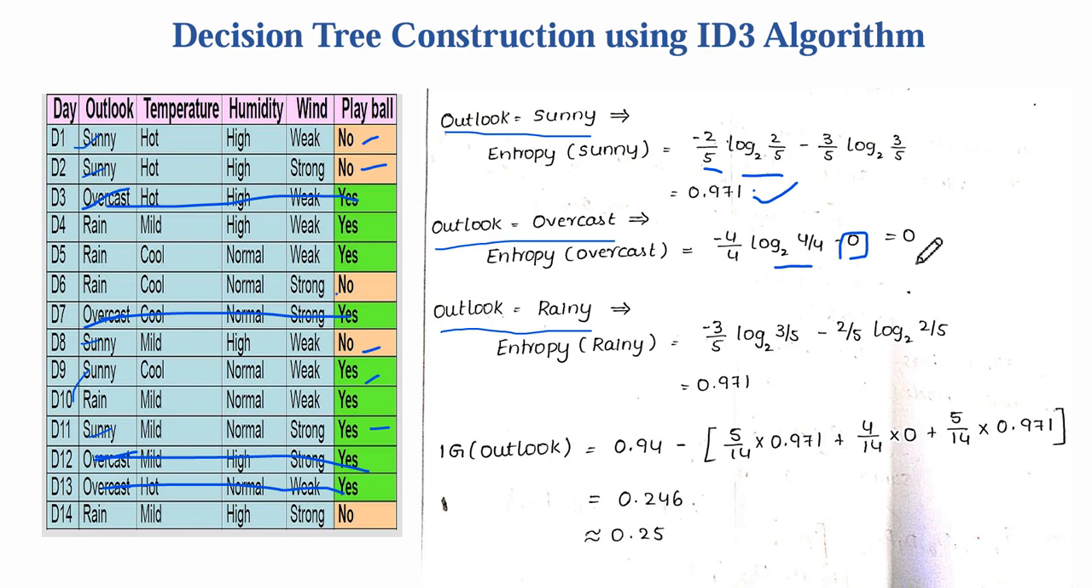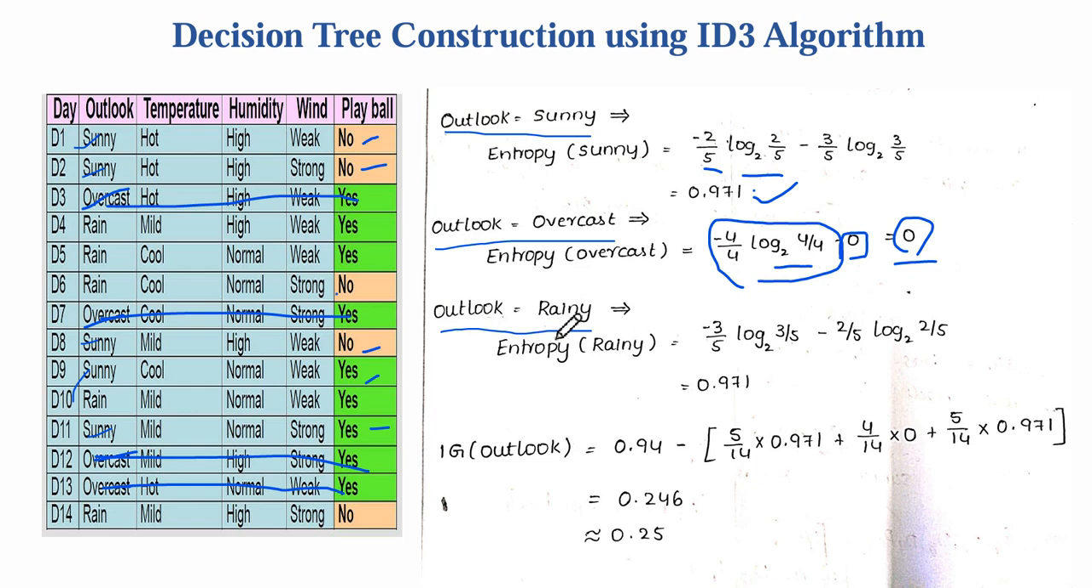0 minus 0, we're getting the value 0. That means, as I already told in the entropy session, if all the records belong to the same class for a particular feature value, the entropy value is 0. Directly we have to take the value as 0.